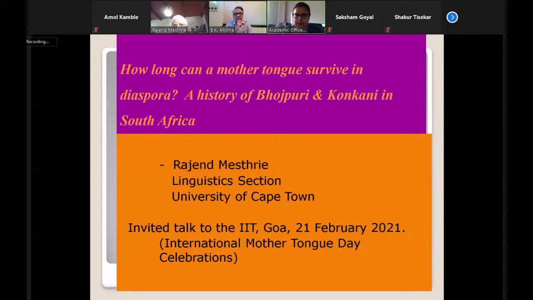Amongst his book publications are Language in Indenture, A Sociolinguistic History of Bhojpuri Hindi in South Africa, published by Routledge in 1992, with a reprint in 2019. Introducing Sociolinguistics, published by Edinburgh University Press, second edition in 2009. Language in South Africa, published by Cambridge University Press in 2002. And a Dictionary of South African Indian English, published by University of Cape Town Press in 2010.